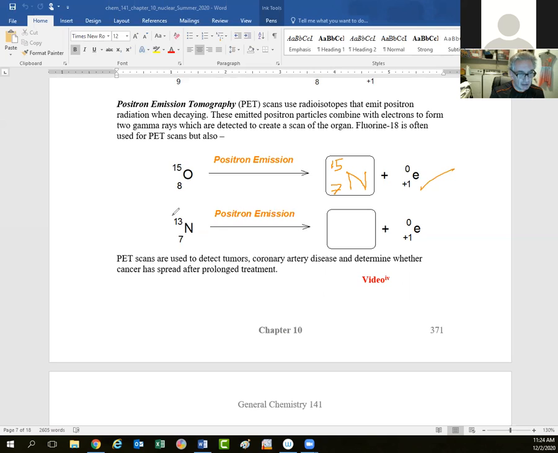And for nitrogen-13, again, that proton decomposing to give the neutron and the positron particle. So that mass stays the same at 13. The atomic number drops down to 6 for 6 protons. We now have an isotope of carbon. These two particular isotopes are often used for imaging in medicine to make PET scans, positron emission tomography. Often looking at the heart and looking for tumours around the heart.